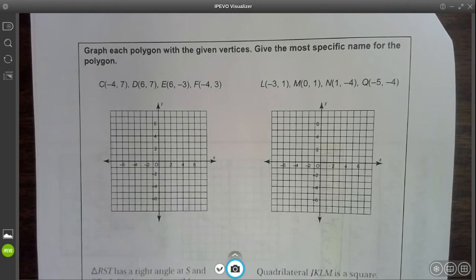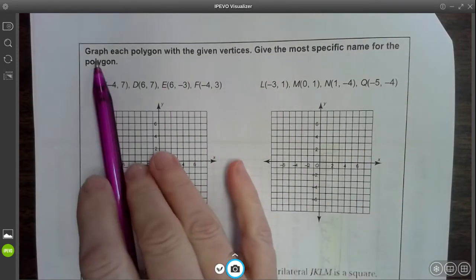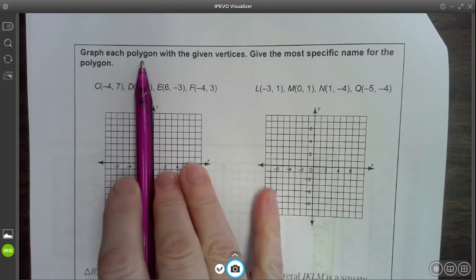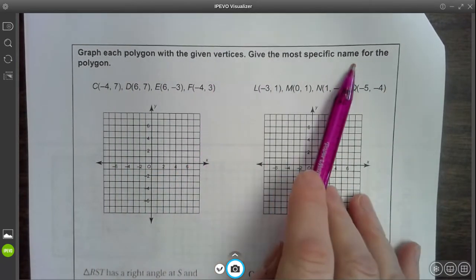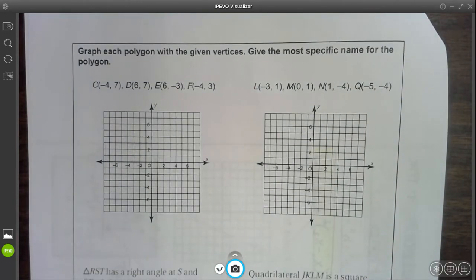Okay, hello, welcome back. This is 5-4, day 2 notes, so still working with coordinate geometry. The first part here says graph each polygon with the given vertices, which means corners, and give the most specific name for that polygon.